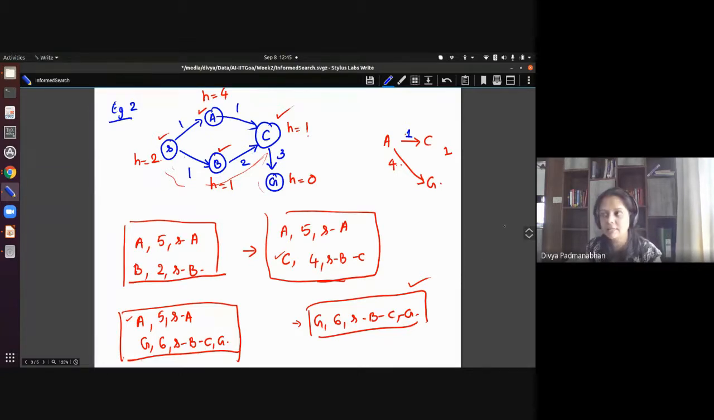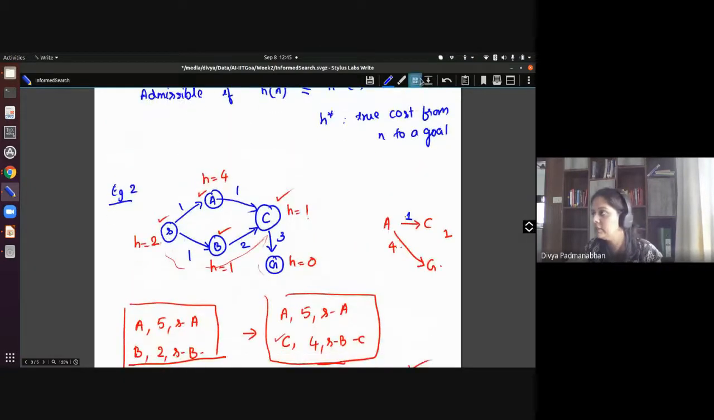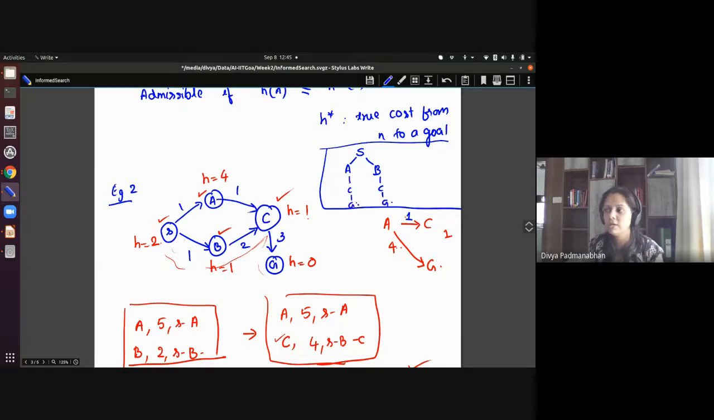But if you had the search tree for this problem, it would be something like this. Let me write it here itself, a bit small. You start with S, you have an A and a B. Then from B, you have a C and a G. And from A, again, you have a C and a G. You can do the same algorithm, assuming your graph is now this tree. There is a replication here: the states are repeated, but you consider them as different states.